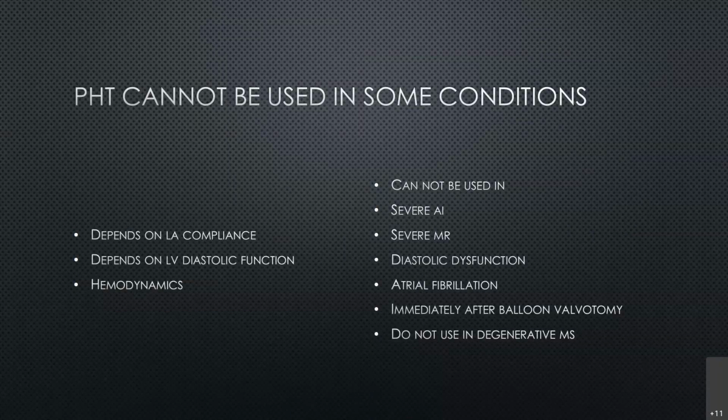Severe AI, severe MR, your E wave is going to change because your LVEDP is different. It's changing. So you cannot use pressure half time in these patients. And atrial fibrillation, again, all your VTIs are different, pressure half times are different, extremely challenging to measure. So you cannot use it there. But again, if you have a question where you are asked to pick the best method of mitral valve area, do not use it in patients with degenerative mitral stenosis.